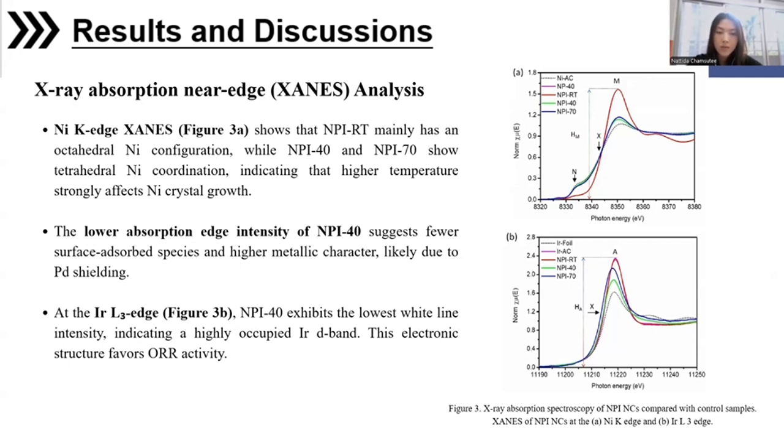Additionally, NPI 40 shows a lower absorption intensity compared to the other samples. According to the paper, this suggests fewer surface adsorbed species and a higher metallic character of the Ni atoms, likely due to Pd shielding. And at the Ir L3-edge, shown in Figure 3B, NPI at 40 degrees Celsius exhibits the lowest white line intensity, indicating a higher occupancy of the Ni d band.